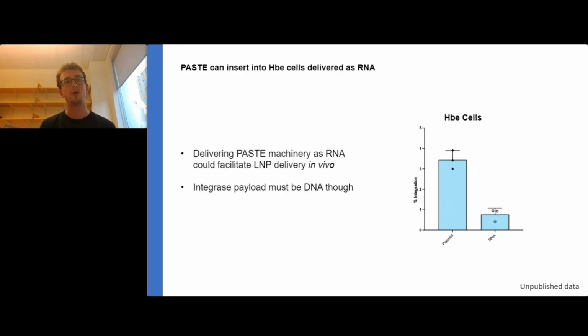To quickly show some of the interim data, we've been testing PASTE for delivery of the CFTR payload in a model of lung epithelial cells from humans, known as 16-HBE cells, and can generate a low but appreciable rate of insertion using an entirely RNA system where only the payload remains DNA. The reason the payload has to remain DNA is because that's what BxB1 can recognize.